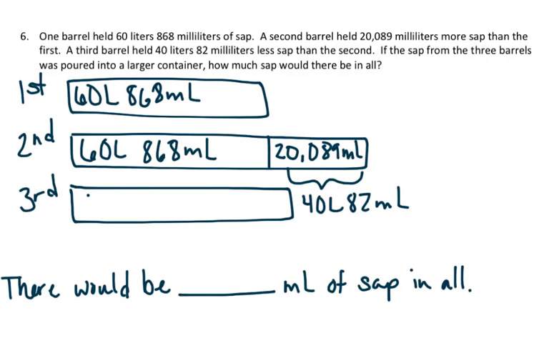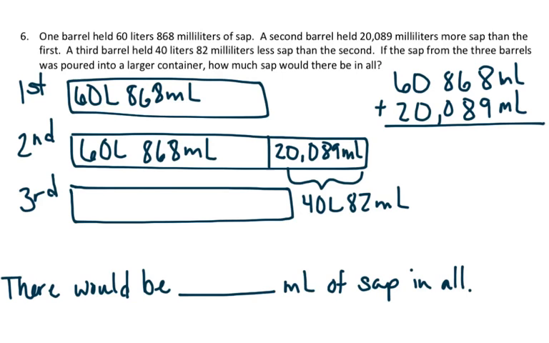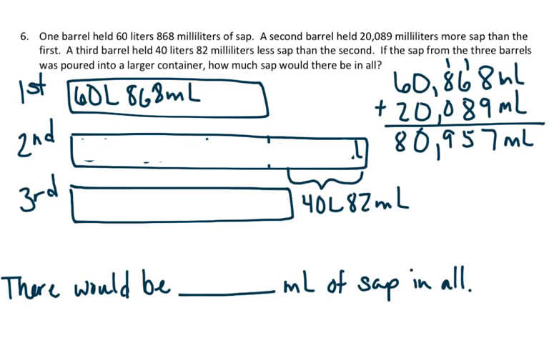So let's go ahead. I think it would be helpful to find out how much sap is in the second barrel. So we're going to add 60 liters, 868 milliliters plus 20,089 milliliters. So I'm going to convert so we have only milliliters. Okay, and I'm going to add 60,868 plus 20,089, and I have 80,957 milliliters. So I'm going to rewrite my tape here, and I'm going to put that number in here. So I have 80,957 milliliters. I'm going to rewrite my top one here too, so it's just in milliliters. I have 60,868 milliliters.